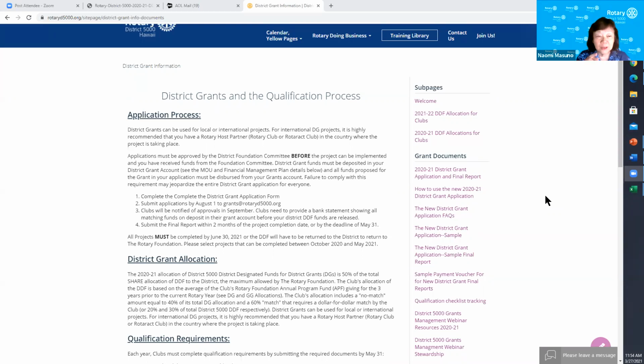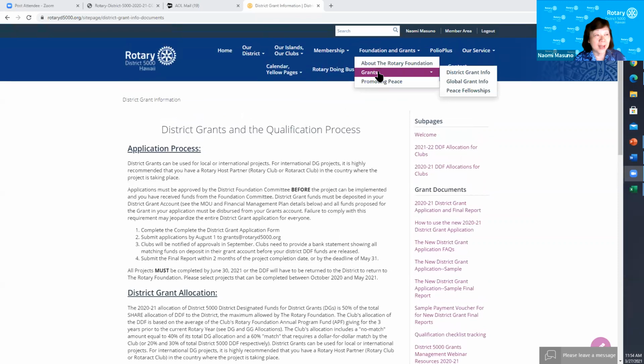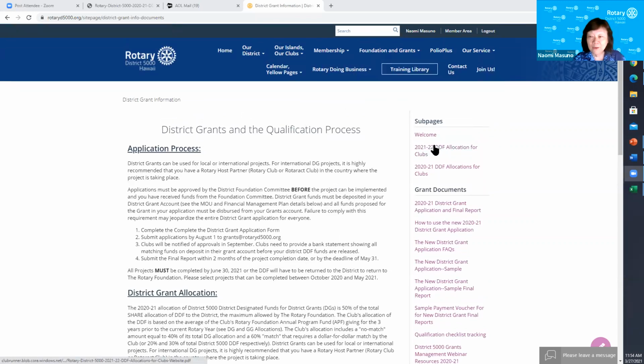Before we go to the next two questions, I wanted to show this page under foundation. You go to foundation grants, and you have the allocation for next year, 21-22, and the allocation for this year. When you're looking at your final report for this year, this is the 2021 allocation. You click on it and the spreadsheet comes up. This form, the district grant application and final report, says 2021, but you can use it for this year as well by changing the date at the top.